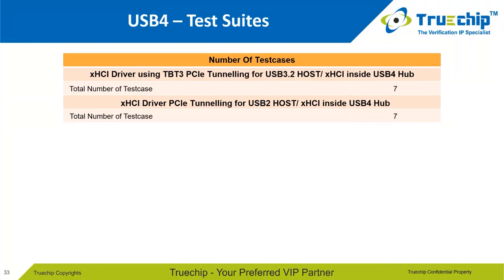We have test cases to check the USB4 dock functionality. That is, the XHCI controller is present inside the USB4 hub and receives the data using PCI tunneling when Thunderbolt mode is enabled. So the first one, 7, shows the test cases for USB 3 data transfer, and the second one shows for USB 2 data transfer.